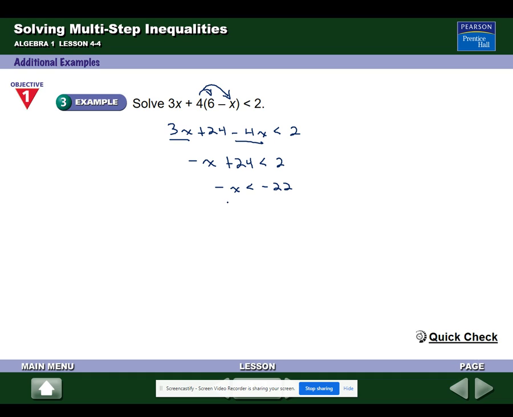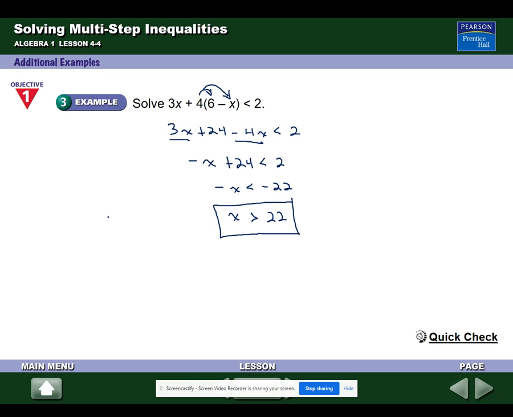If I polled the class and everybody had to give an answer, some people would say multiply both sides by negative 1. Other people would say divide both sides by negative 1. All of those are correct. And all of those, you should have heard your brain go ding, because you said multiply by a negative or divide by a negative. Either way, you'll get x here, you'll get 22 here, less than becomes greater than.